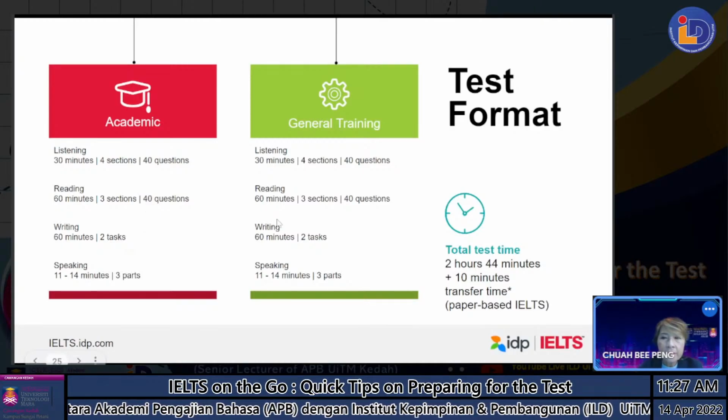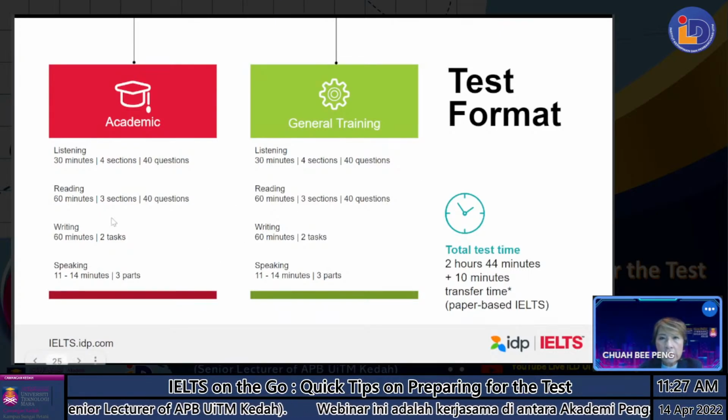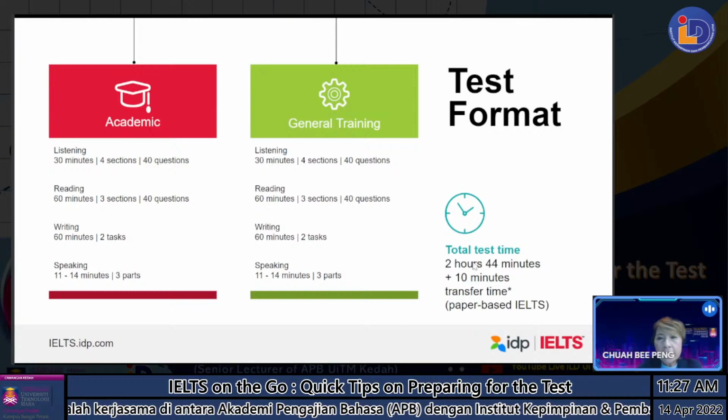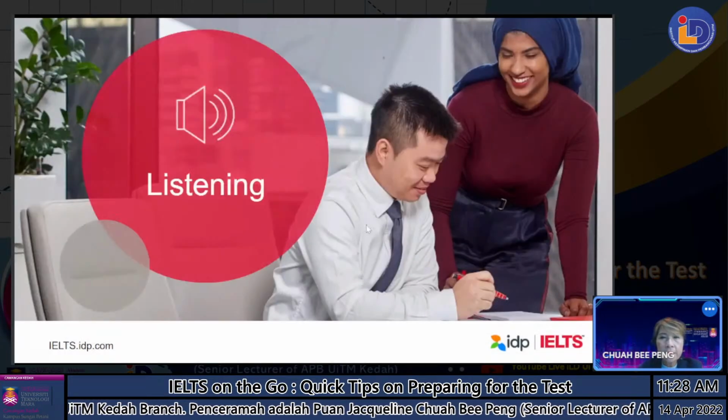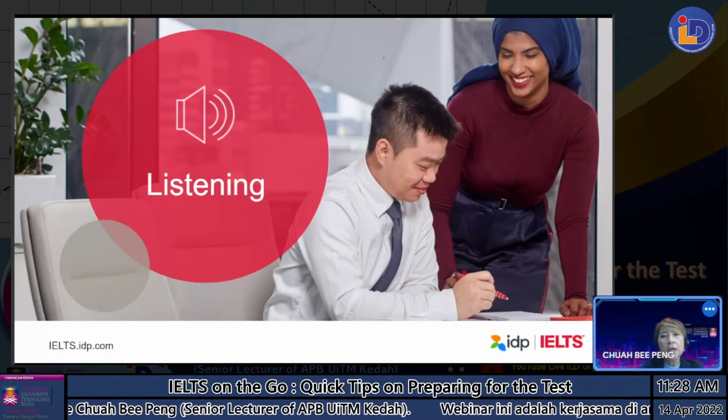So the total test time will take about 2 hours and 44 minutes, plus 10 minutes transfer time for paper-based IELTS. For computer-based, you don't have that because you answer the questions there and then. They don't give you extra time to transfer your answers. But if it is paper-based, then yes, 10 minutes extra for only the listening module, not for the others. Okay, I actually exceeded the time a little bit.